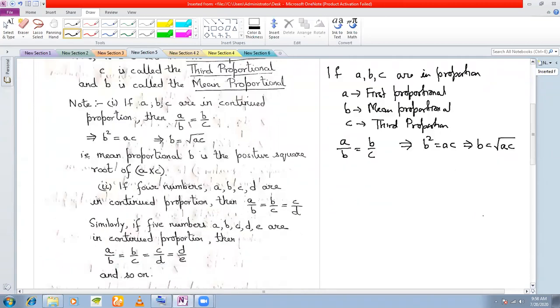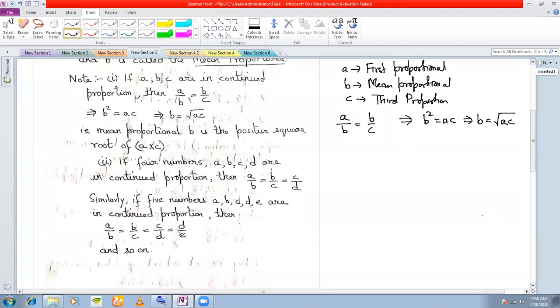The mean proportional is always the positive square root. So you say, why not take a plus minus sign here? No, I will not take a plus minus sign, because from the definition of mean proportional, it is the positive square root.